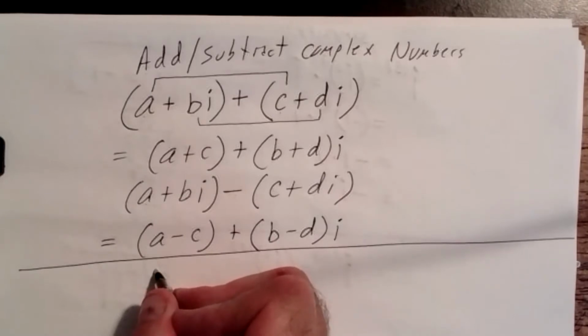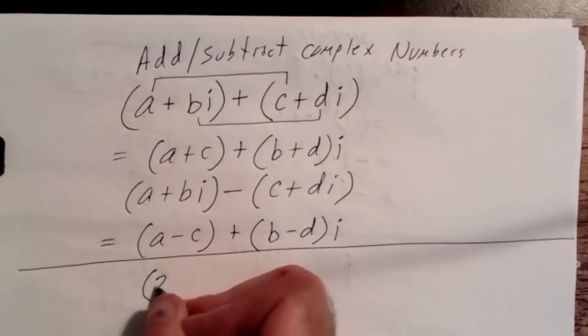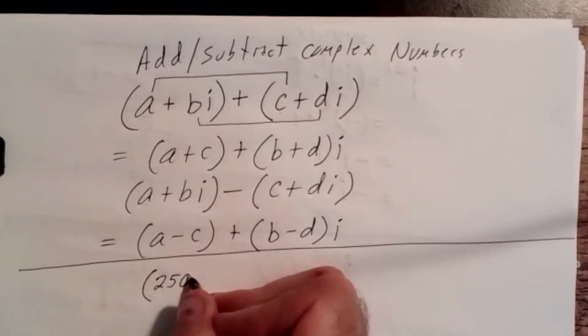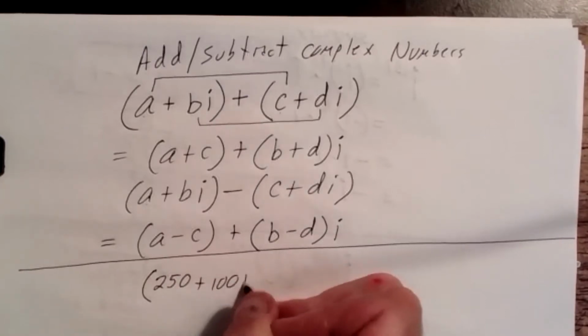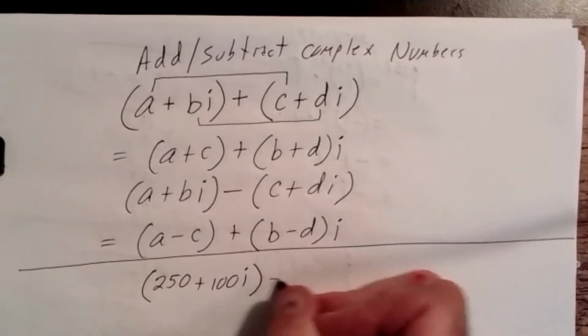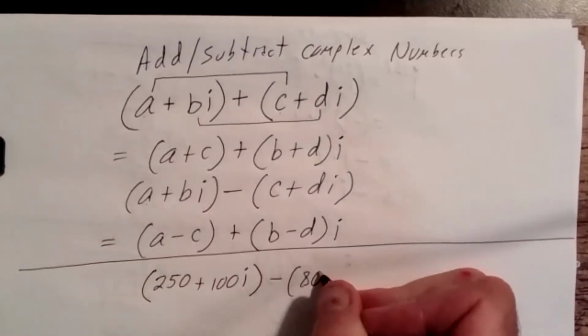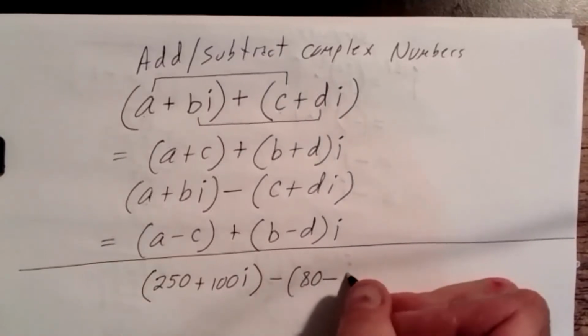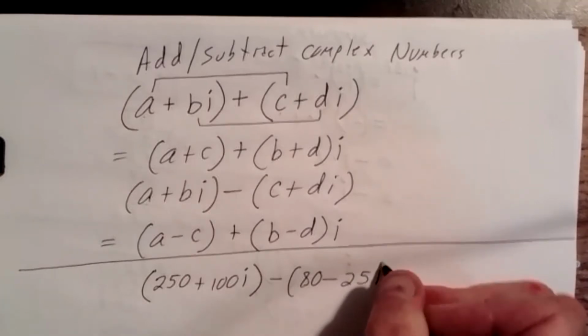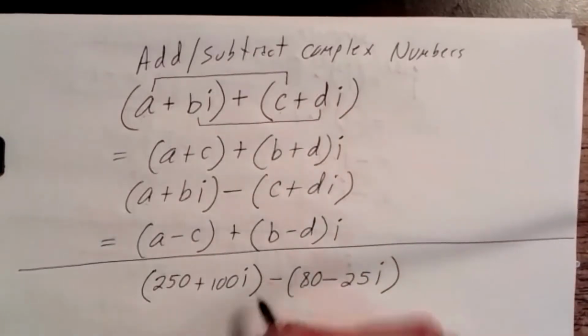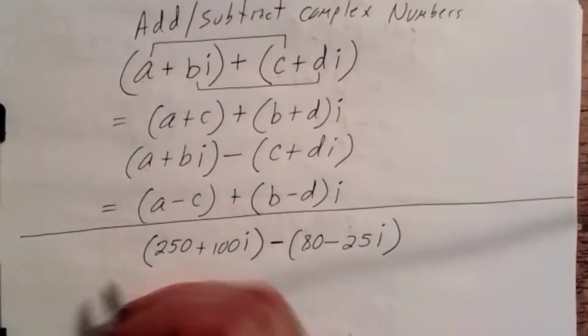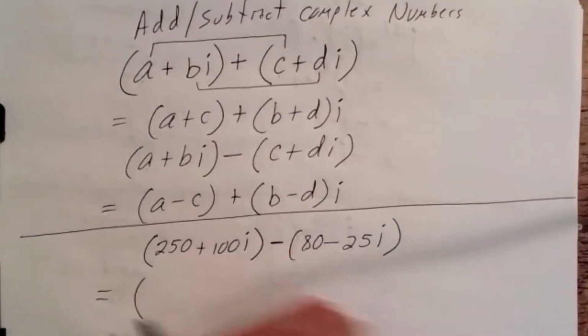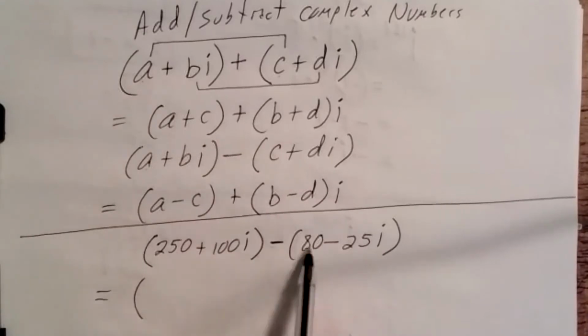All right, well, let's try our hand at one here. So if I have like the complex number 250 plus 100i, and I want to subtract off the complex number 80 minus 25i, how do we subtract these two complex numbers? Well, we can only subtract the real parts, so 250 will subtract off 80.